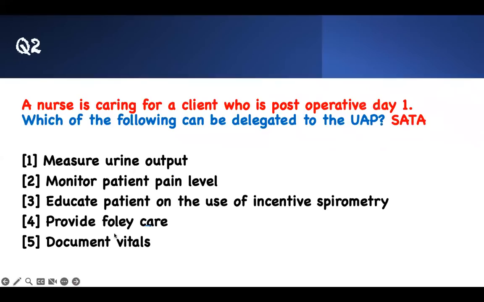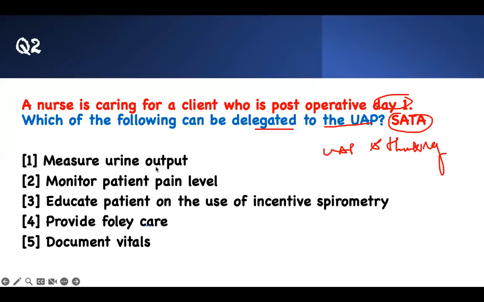Second question. Select and apply. Test taking strategy: reading the question from the back. Which of the following can be delegated to UAP? The nurse is caring for a client who is post-op day one. Which one can you give to the UAP? I say UAP will do things, no thinker. That's the way I see them. Even though they're very smart, for your exams, think about it that whatever they do, that's not the right thing.